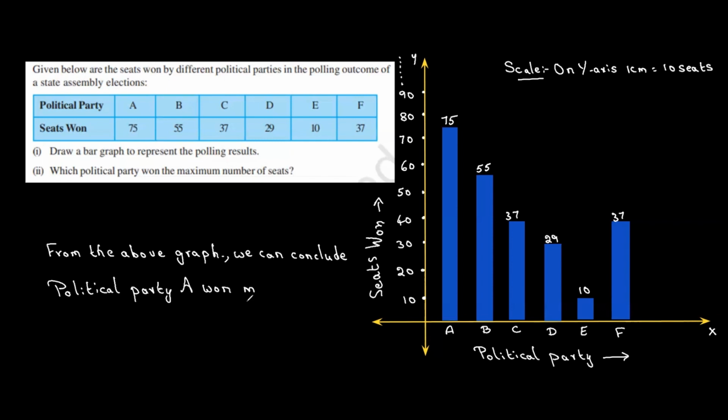What they mentioned is maximum. So let us write the same thing: maximum seats, that is 75. So this way we can convert the given tabular form into a bar graph. Hope you understood this very clearly.